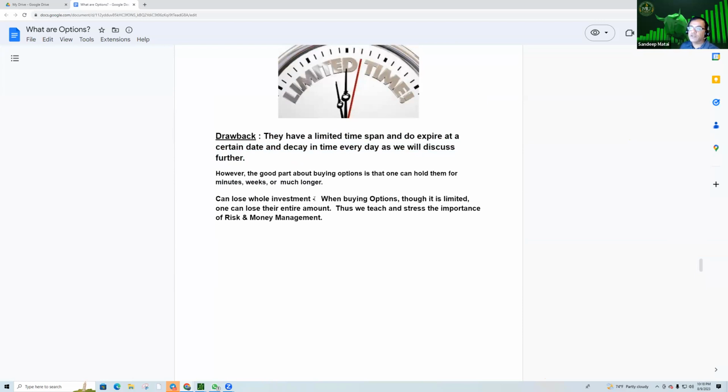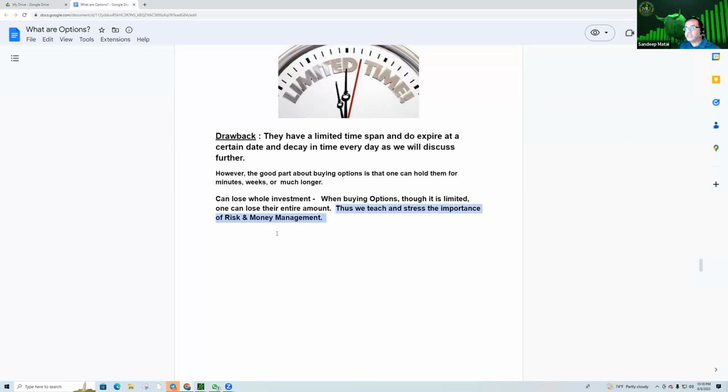The other part is, of course, you can lose your whole investment. When you buy options, it is limited to what you pay, you can lose whatever you pay. So if you put $1,000 into Apple options and it goes down the drain, you lost $1,000. So of course, that's the risk. It's limited to what you pay, but it's a fact of option life that you can lose that.